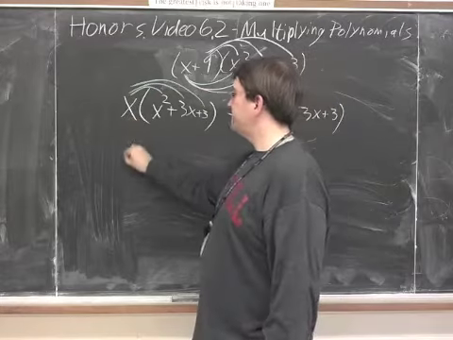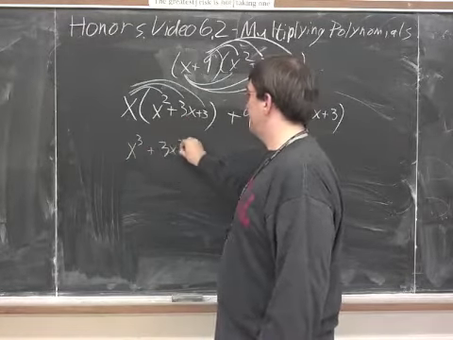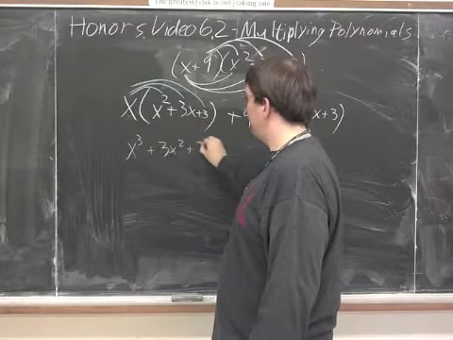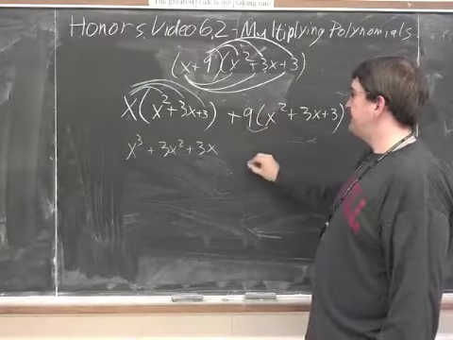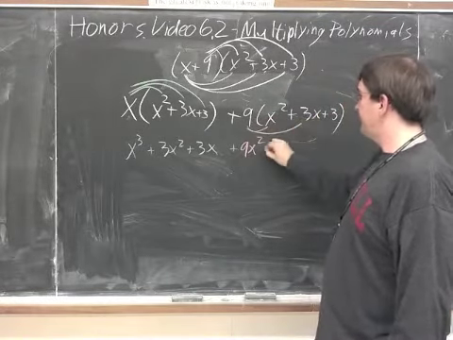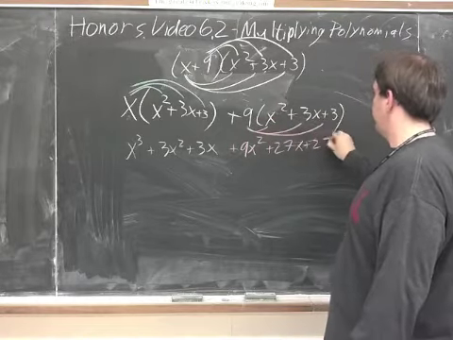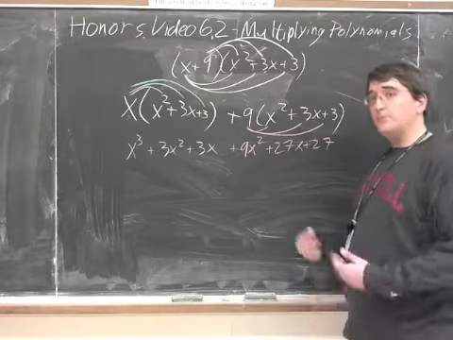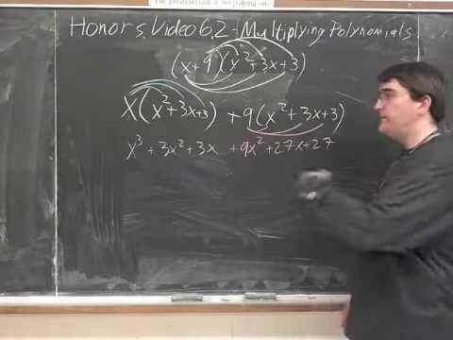x times x squared is x cubed. x times 3x is 3x squared. x times 3 is 3x. Then I'll do the 9. 9 times x is 9x squared. 9 times 3x is 27x. And 9 times 3 is 27. Multiply out the individual pieces, and then combine like terms.